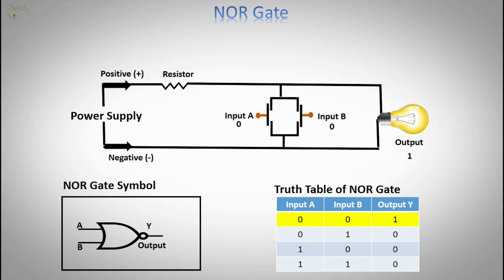Input A 0, input B 0, output is 1, high. Input A 0, input B 1, output is 0, low. Input A 1, input B 0, output is 0, low. Input A 1, input B 1, output is 0, low.